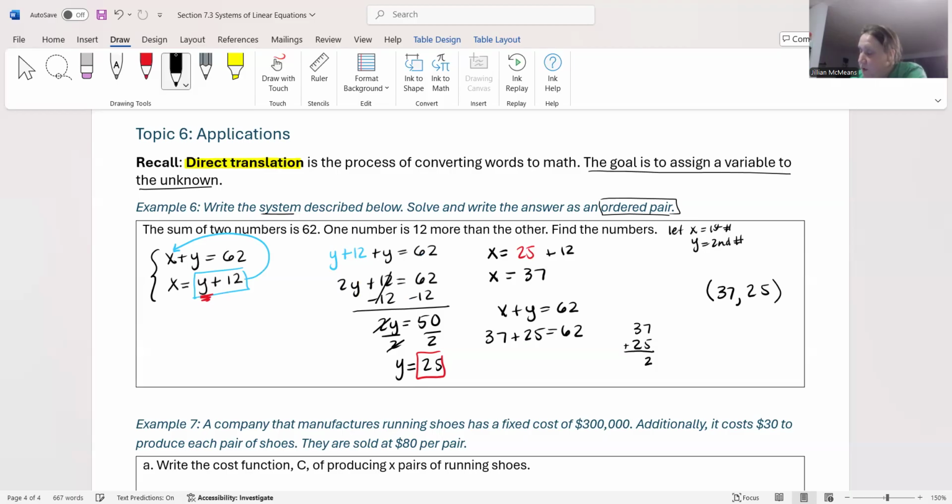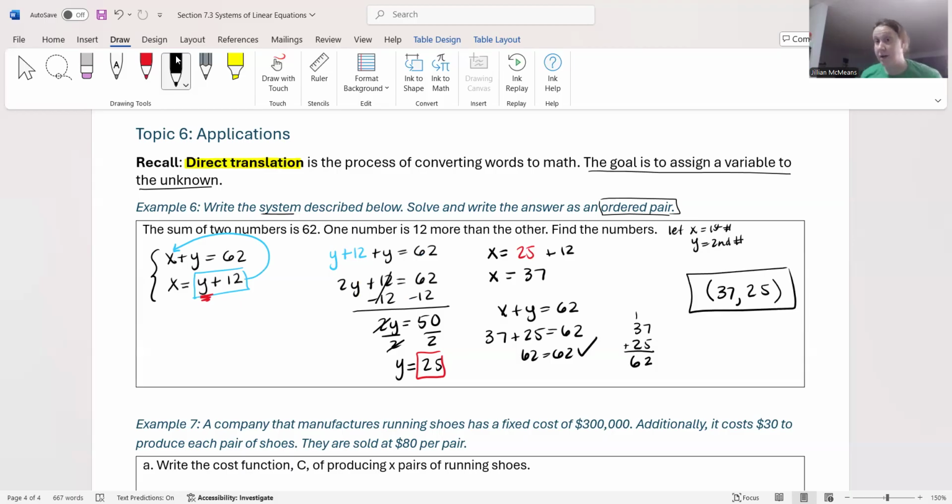So 25 and 37. Well, let's see. 5 and 7 is 12. So I keep a 2. I carry a 1. 1 plus 3 plus 2 is 5 plus 1 is 6. So we do get that 62 equals 62. Everything checks out. We can say with confidence that the two numbers are 25 and 37.